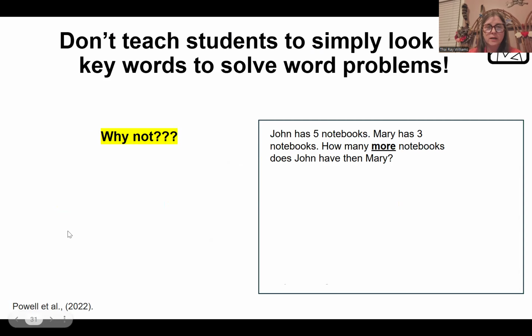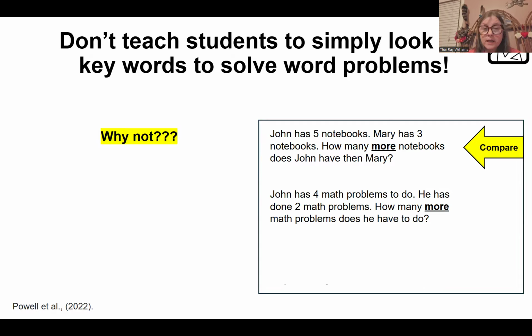Let me show you why not. So here's an example. John has 5 notebooks. Mary has 3 notebooks. How many more notebooks does John have than Mary? Now, when we look at that, if you were teaching keywords, the keyword would be the word more. And this is a compare word problem, okay? Let's look at the next one.